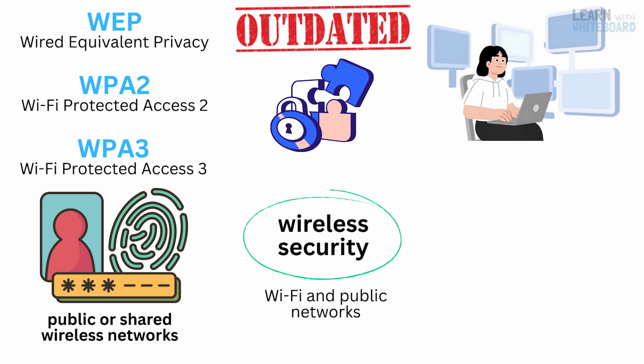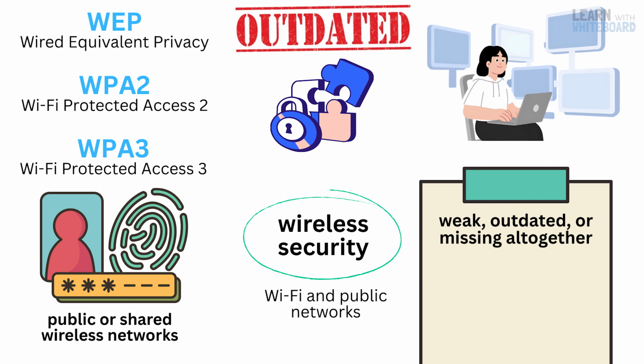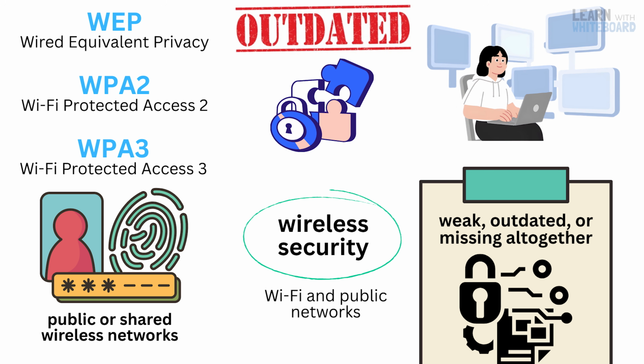This is exactly why public Wi-Fi remains risky. When encryption is weak, outdated, or missing altogether, attackers on the same network can quietly intercept traffic, steal credentials, and monitor sensitive activity without the user ever realizing it.